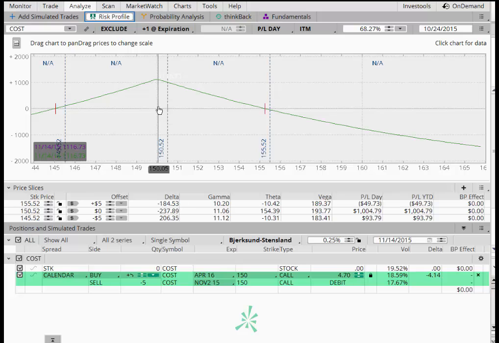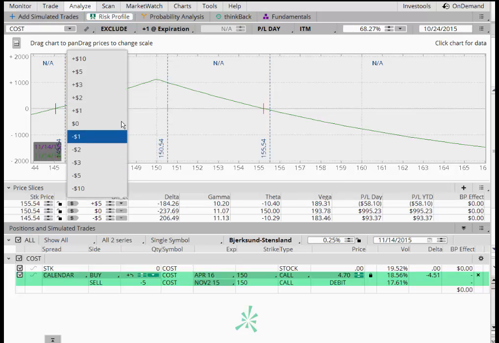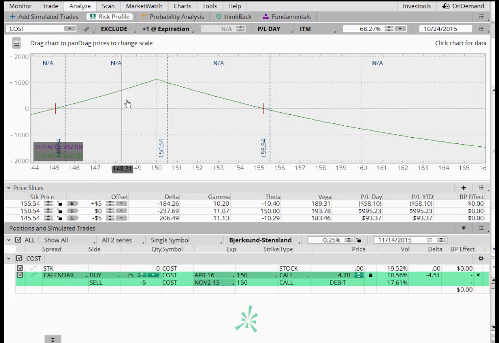And we've got a break-even range of about $5, a little less than $5 on the upside, and a little more than $5 on the downside. I set this $5 range right here because I think that's the likely range within which Costco will fluctuate in any given month.